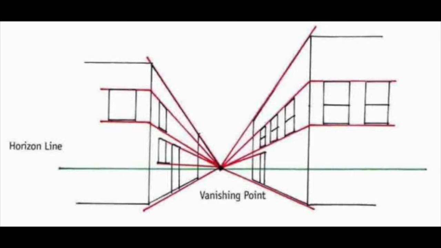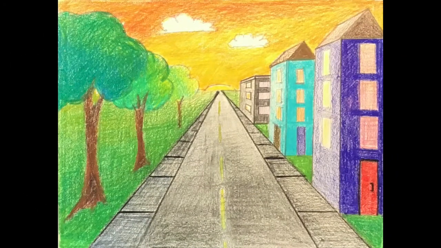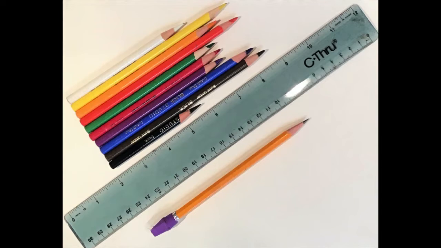I just wanted to show you these examples initially so that you'd have an idea of where we're going. Here's the example of what we're going to make today. But before we get started, I have to make sure you have all the art materials. You just need paper, pencil, a ruler, and colored pencils. All right, let's get started.